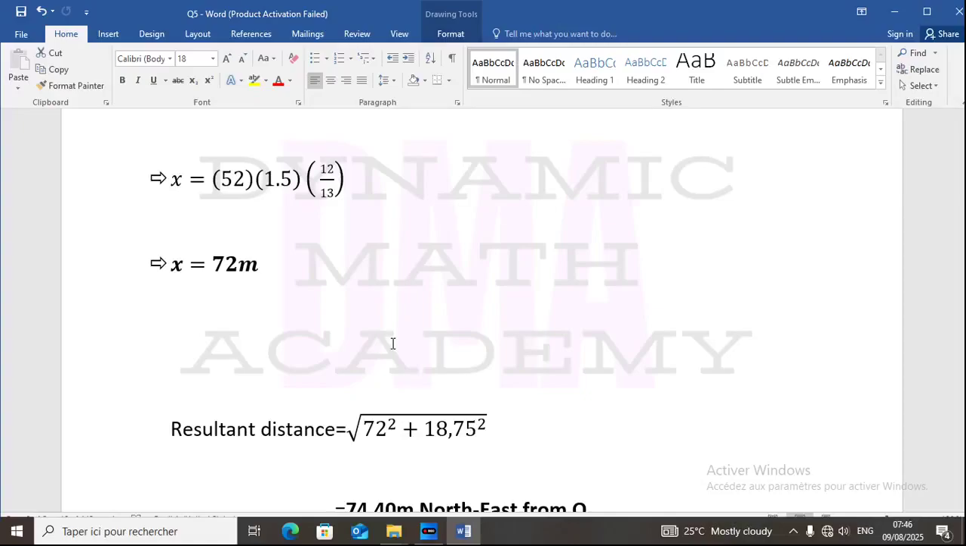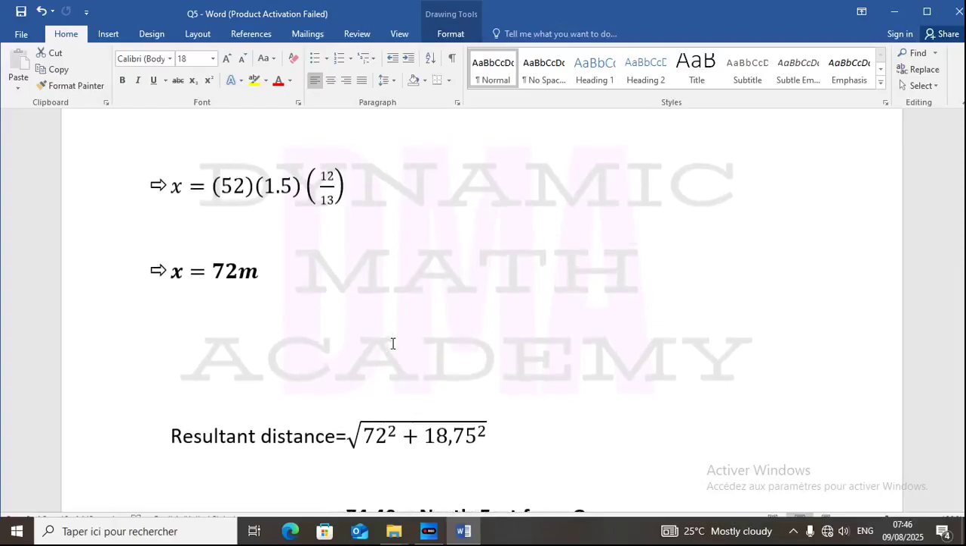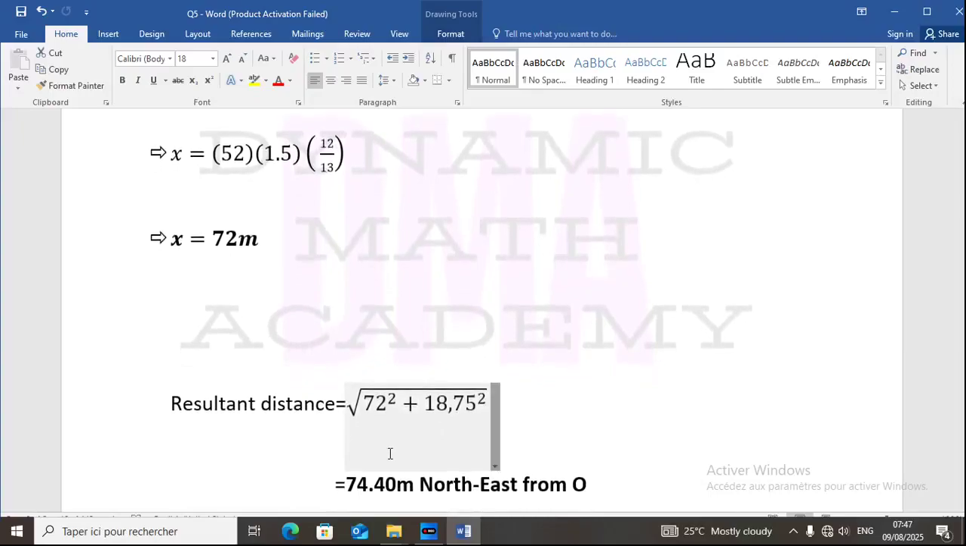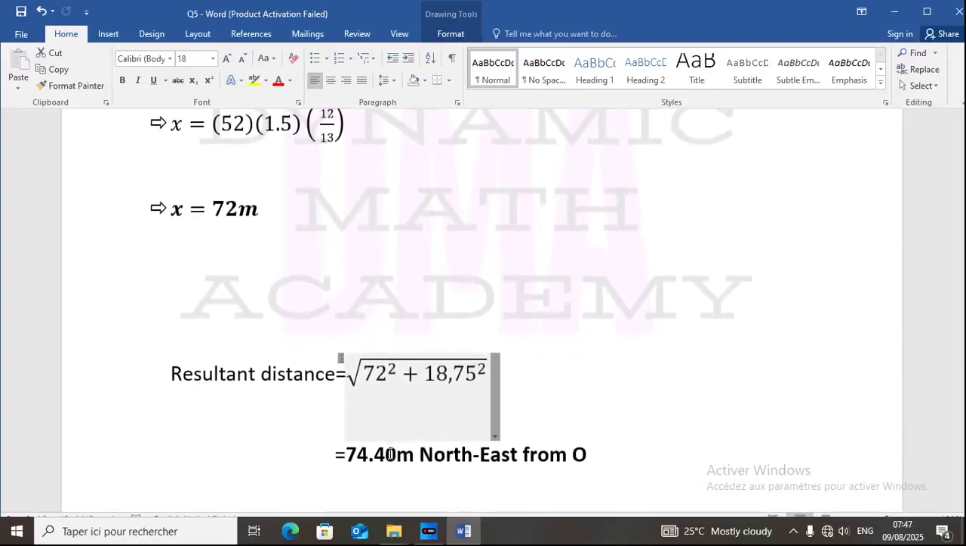Now let us look for the resultant distance from O when t equals 1.5. If you do that, the resultant will simply be the square root of the vertical squared plus the horizontal squared. So we're going to have 72 squared plus 18.75 squared. I just reversed the values, but it doesn't bother since it's addition. Okay, so the result of this, we are going to have 74.4 meters northeast.